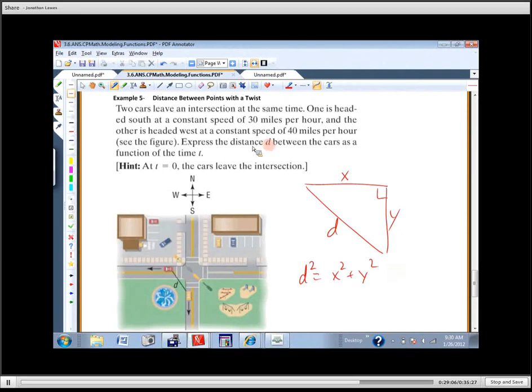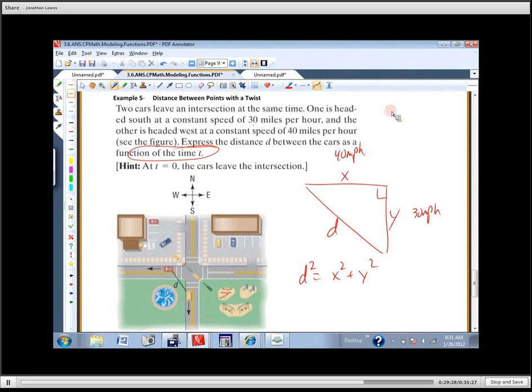This one says express the distance between the cars as a function of time. Okay, this is a distance in this direction right here. The one that's heading south is going 30 miles per hour. So this one's 30 miles per hour. This one's 40 miles per hour.